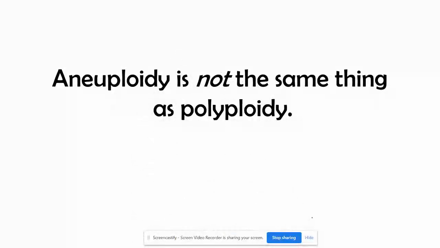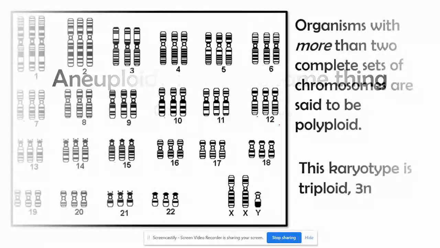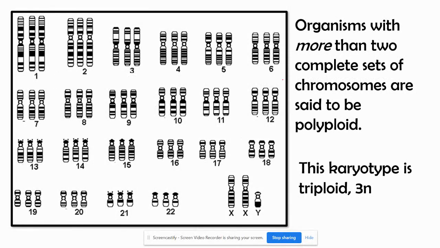Okay, now one last point I want to make is that aneuploidy is not the same thing as polyploidy. Poly means many, and ploidy means sets or numbers of chromosomes. You can think of haploid as 1 set, diploid 2 sets, triploid 3 sets, etc. In polyploidy, an organism may have more than 2 sets. As humans, we are diploids, but here we have a karyotype of a triploid where it has 3 of every type of chromosome. Strawberries are actually octoploid, where they'd have 8 of each type of chromosome.